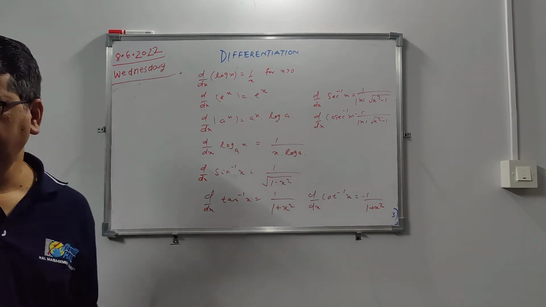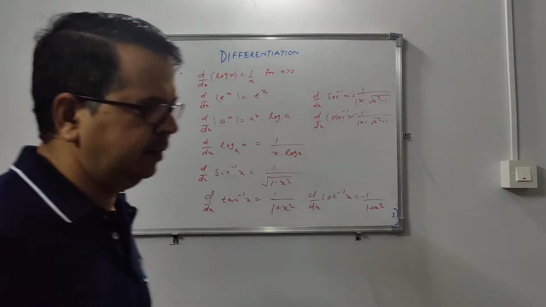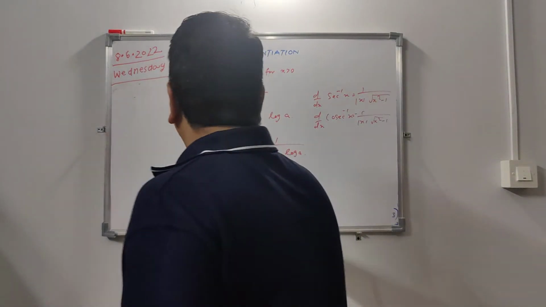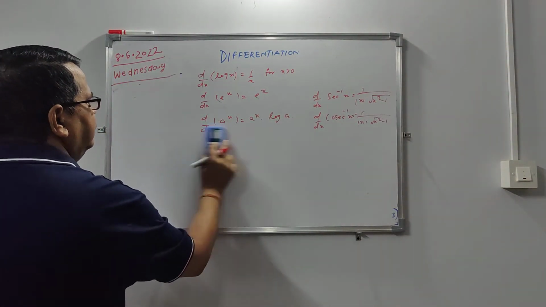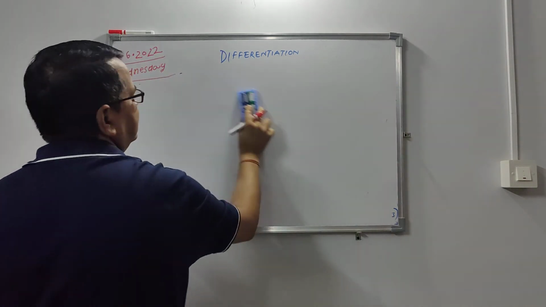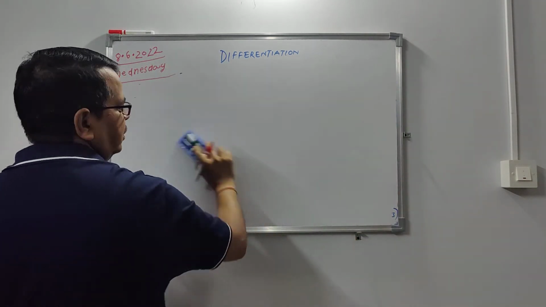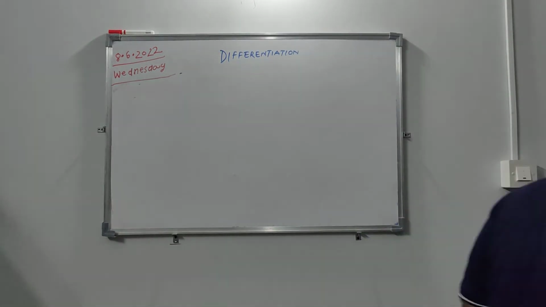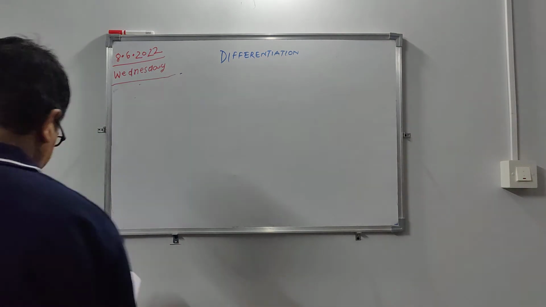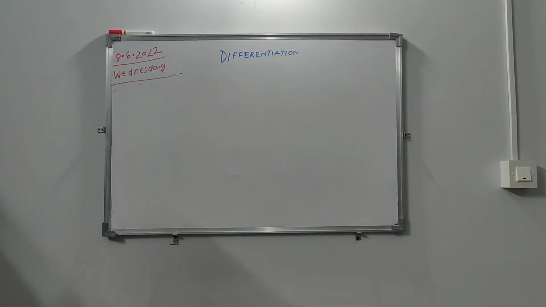Different methods of differentiation. These are important methods you will be using to do differentiation when it is not that straightforward. So what are the different methods or rules that are applicable in differentiation?